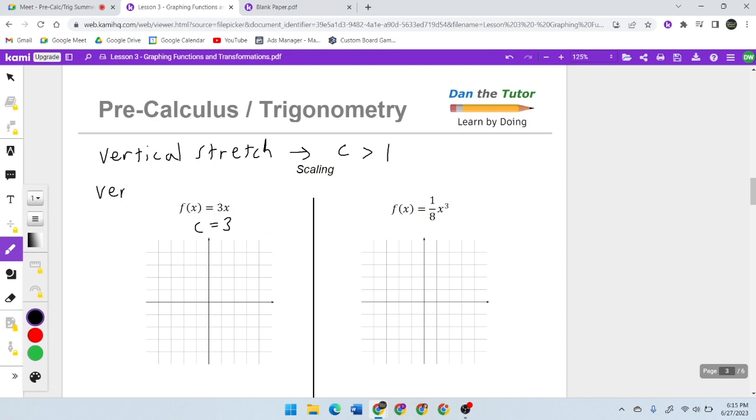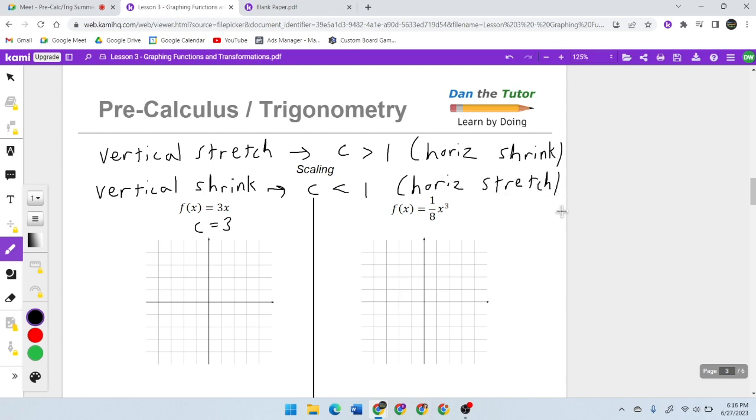Then you have a vertical shrink. And a vertical shrink is when c is less than 1. And that's going to make the function stretch out the other way. Another thing worth mentioning, there's another word for a vertical stretch. A vertical stretch is the same thing as a horizontal shrink. Depends on how you look at it. And then a vertical shrink is actually a horizontal stretch.